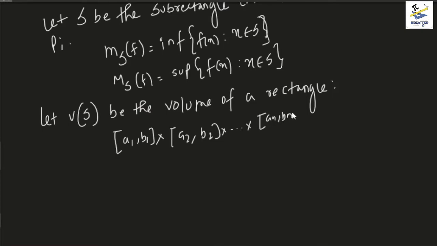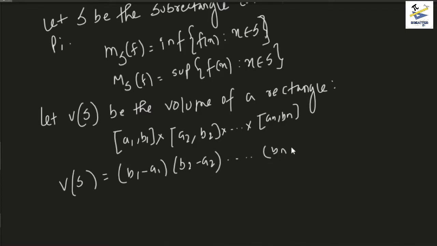So this is the rectangle [a1, b1] across [a2, b2] and all the way up to [an, bn]. Now the volume of this is defined simply as (b1 minus a1) times (b2 minus a2), and all the way up to (bn minus an). Okay.